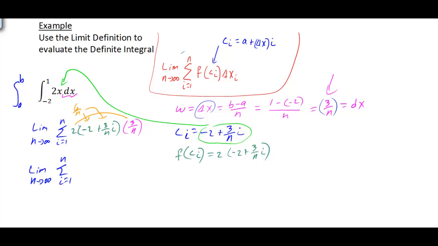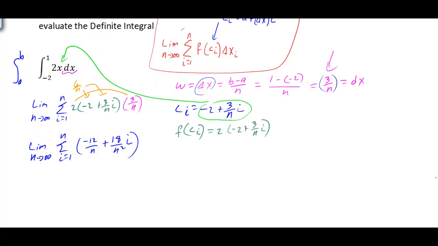So therefore, we're going to end up with 6 over n times negative 2, which would become negative 12 over n, plus 6 over n times 3 over n, which would be 18 over n times n becomes n squared on the bottom, and we still have the i. Okay.